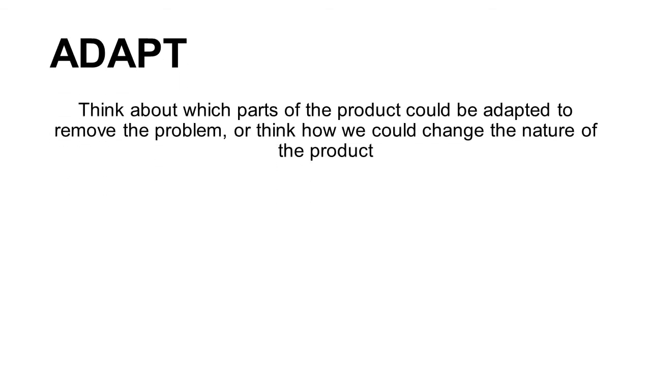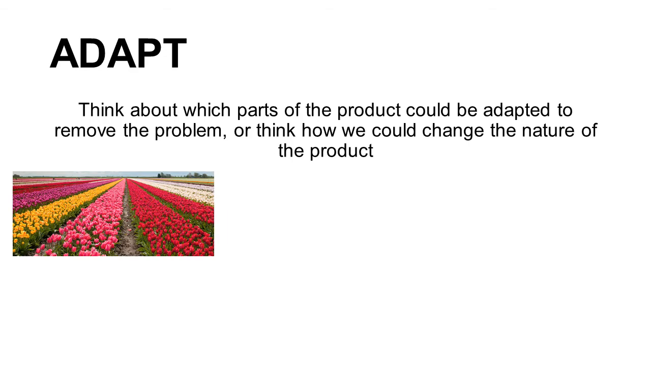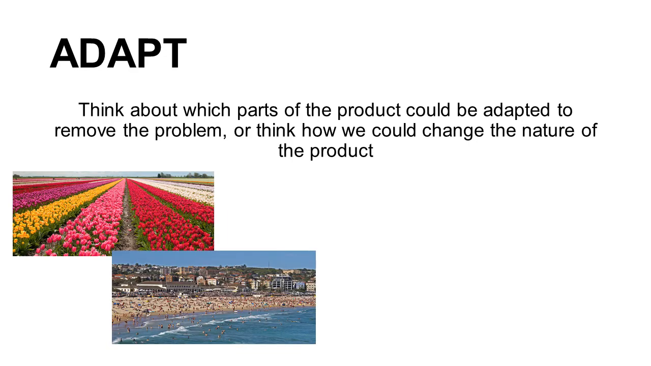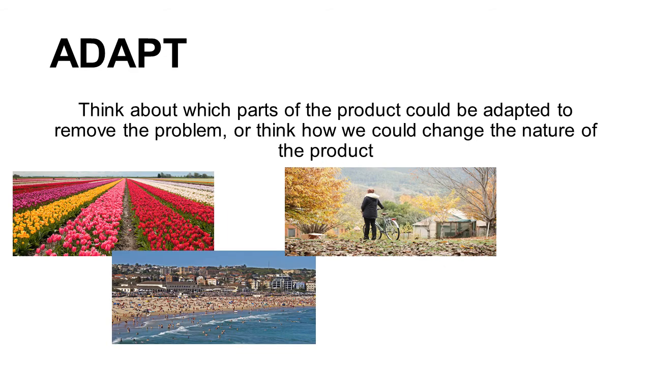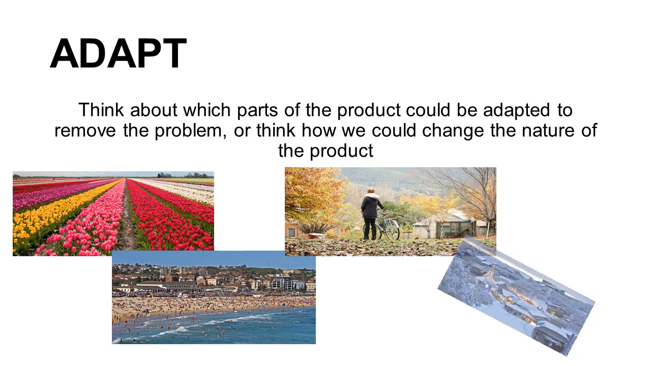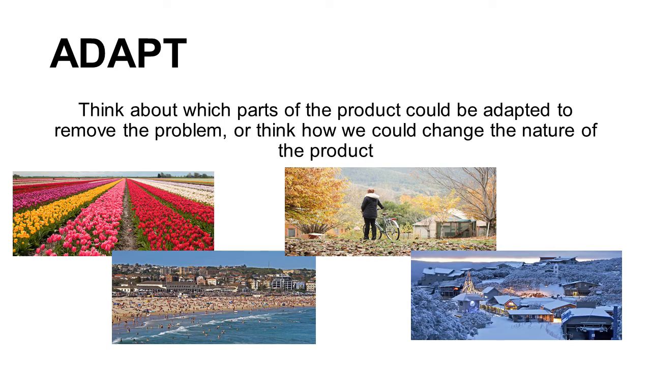Adapt. This is where we think about which part of the product could be adapted to remove the problem, or think how we could change the nature of the product. In this case, we had an idea of adapting and recommending tourism attractions or destinations according to the season. For example, Tesselaar Tulip Festival in spring, Sydney Bondi Beach in summer, High Country Travel Festival in Victoria in autumn, and skiing in Mount Buller in winter.